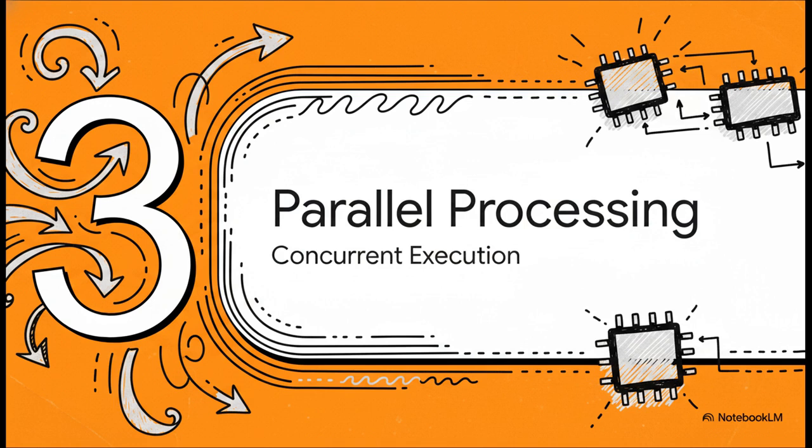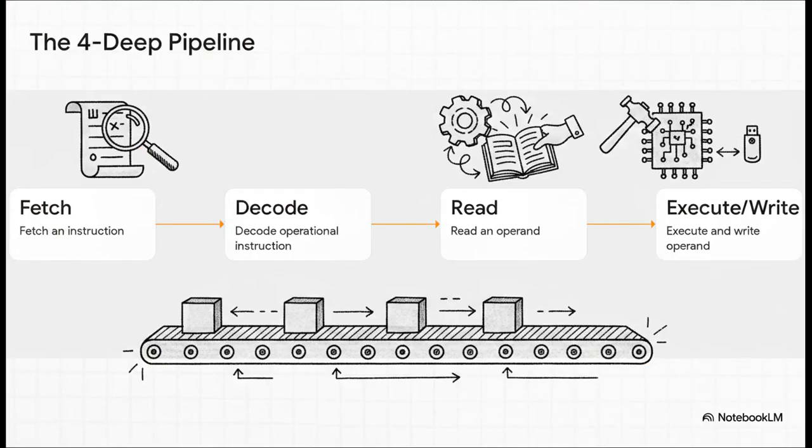Which brings us nicely to Section 3, Parallel Processing Power. To manage all this concurrent execution without losing its mind, the program controller relies on a 4D pipeline. You can think of this as an overlapping assembly line. Step 1 is fetching the instruction. Step 2 is decoding it. Step 3 is reading the operand, and Step 4 is executing and writing the result. What's absolutely amazing here is how these steps overlap. The CPU ingeniously reads data for one instruction on the 3rd stage while simultaneously writing data for a previous instruction on the 4th stage.